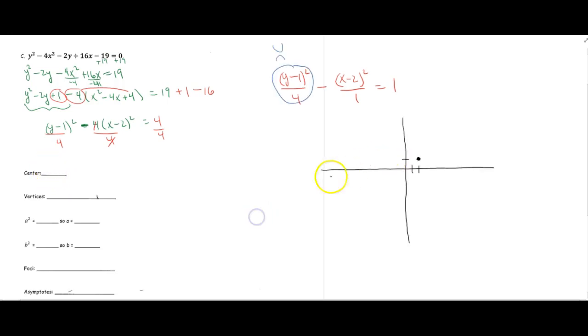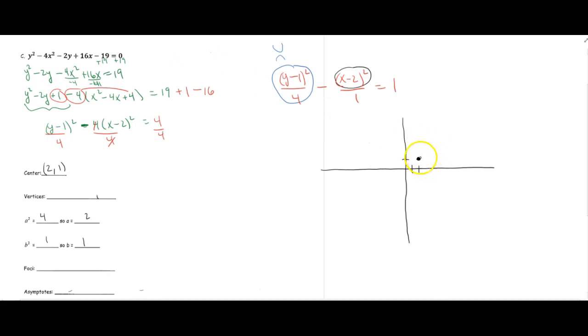Right away, when I go to find my center, what you guys have to understand is the x-coordinate of my center is over here. So it's going to be 2 and then 1. So my center is at (2, 1). Now when I look at it, a squared is 4, so a is 2. b squared is 1, so b is 1.